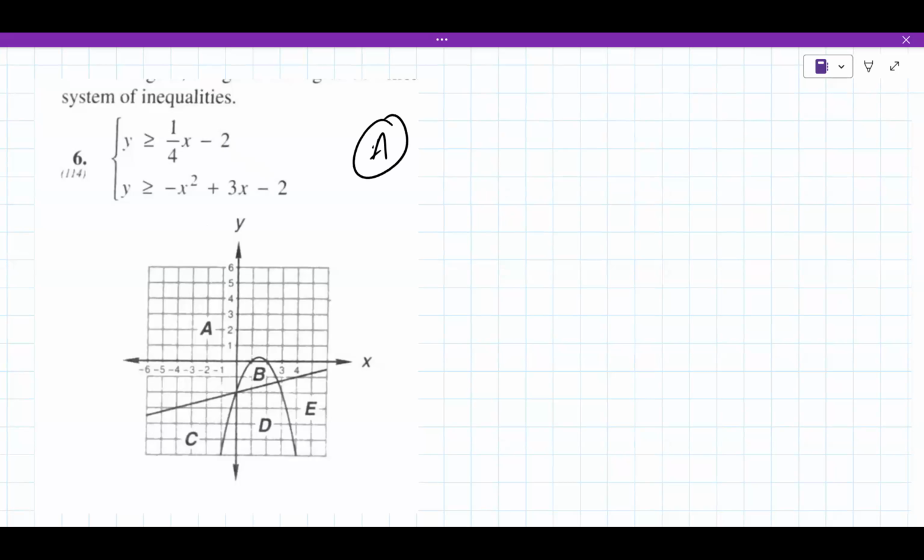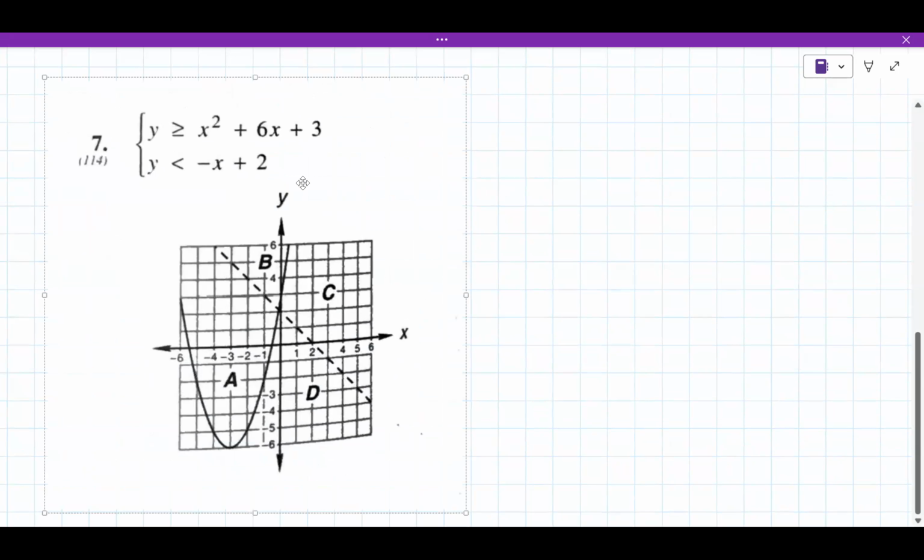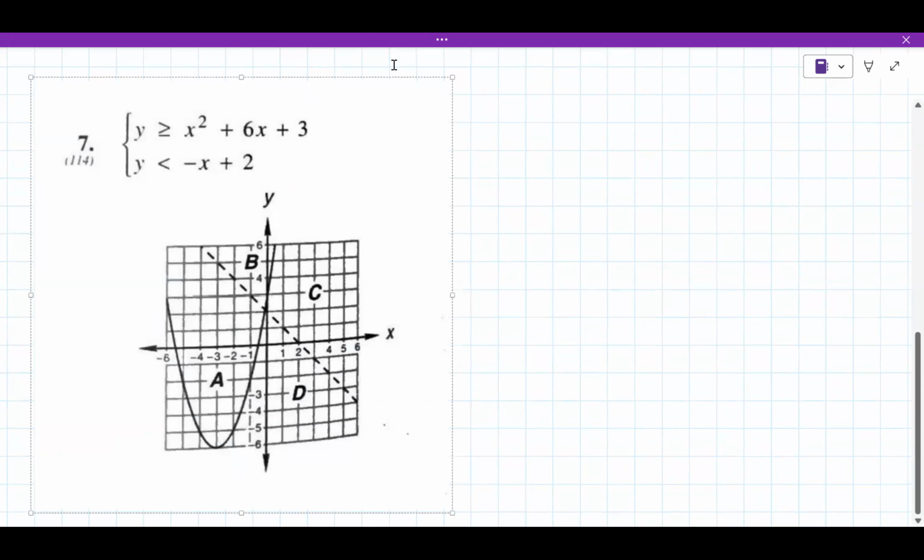For 7, what I'd like to do is maybe test points, but it's not faster than graphing. I had to push a car into the garage today, and it's a lot easier when you can drive it rather than pushing. And testing points is like pushing a car. You've got to test a point in every single region until you get the right answer, and you have to test it in both, and you can't make any mistakes.